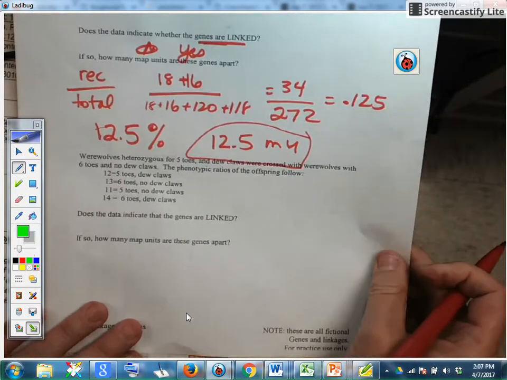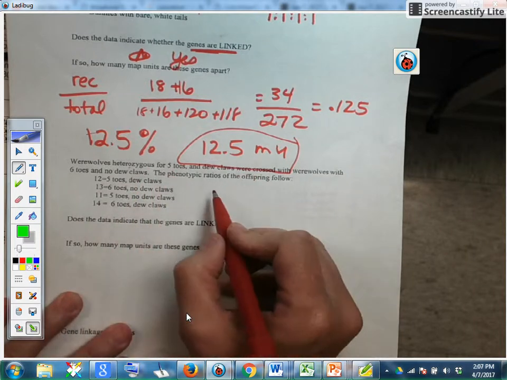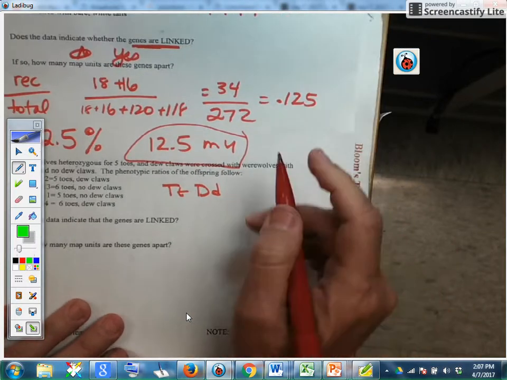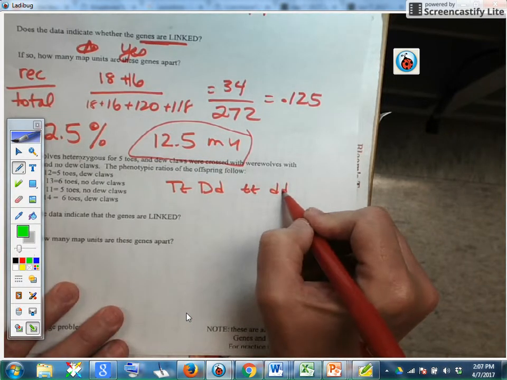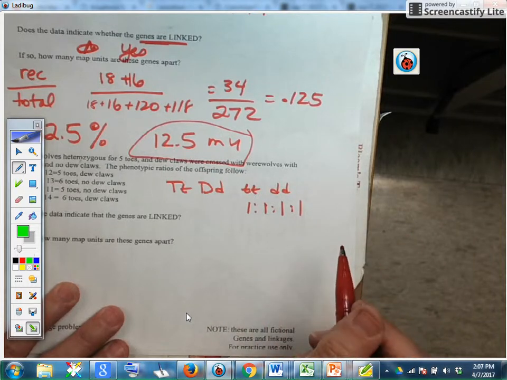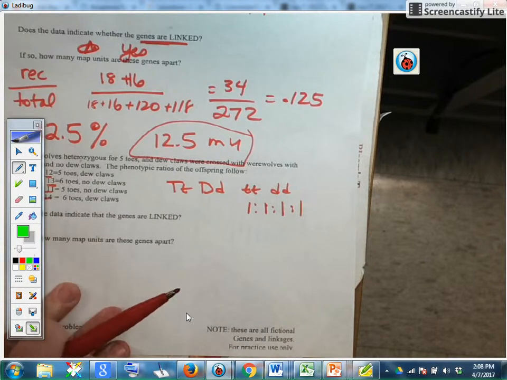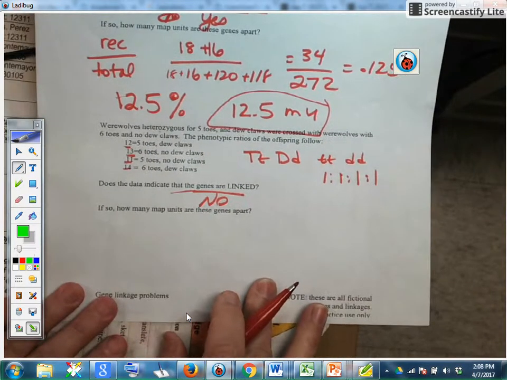Now real quick, looking at this werewolf problem, this particular werewolf was heterozygous for toes and dew claws. It was crossed with the homozygous recessive that has 6 toes and no dew claws. So we would expect a 1 to 1 to 1 to 1 ratio. Look at the data. 12 have 5 toes, no. 13, 11. That's pretty close to 1 to 1 to 1. It's not exact, but it's pretty close. So, does this indicate that the genes are linked? No. If you want to do some math, you can.